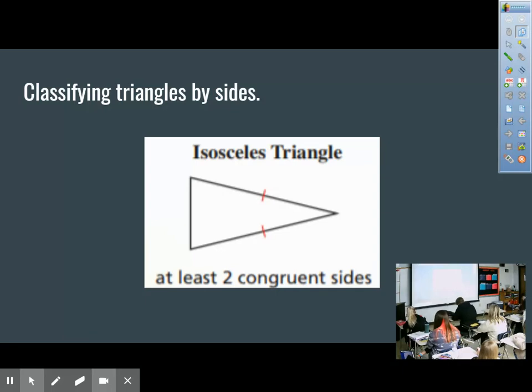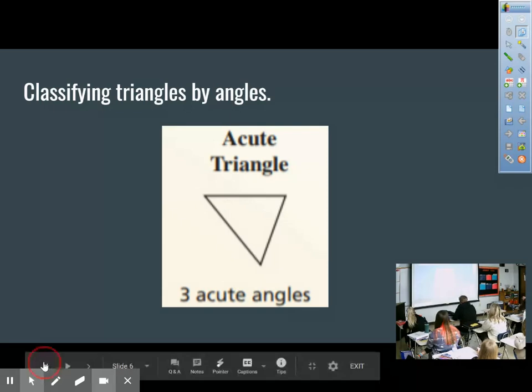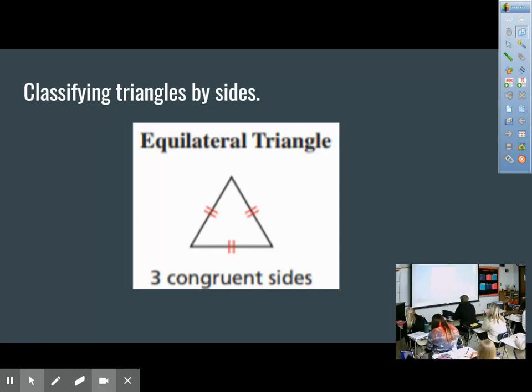And then the other kind that you have, sorry, that one's wrong. An equilateral triangle has 3 congruent sides. An equilateral triangle has 3 congruent sides. So over there on the right, which of those would be considered equilateral? The last one. So the last one's considered isosceles and equilateral.